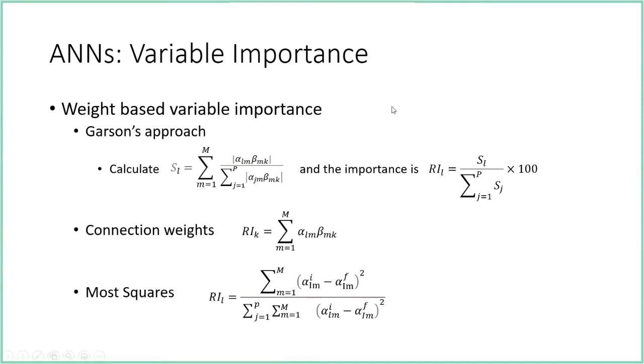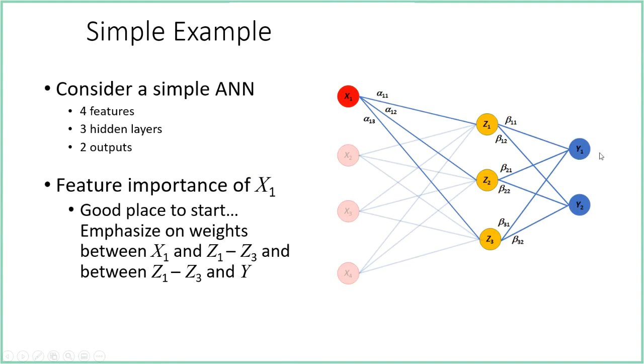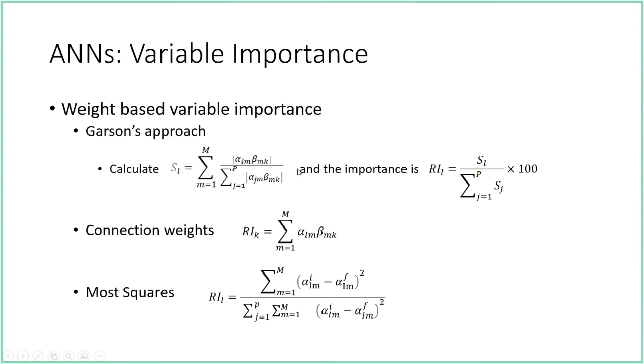So the first two approaches I describe here, Garson's and connection weights, both consider all of the weights going from, okay, so if L is the predictor that we're interested in, so if this were predictor 1, this is looking at the importance of predictor 1. You're basically summing all of the weights going from predictor 1 to your output, so alpha 1,1, 1,2, 1,3, and all of your betas. And then you're dividing by the sum of the weights across all of your predictors. So you're sort of normalizing your weights relative to the overall weights that you observe. And that approach is called Garson's approach.